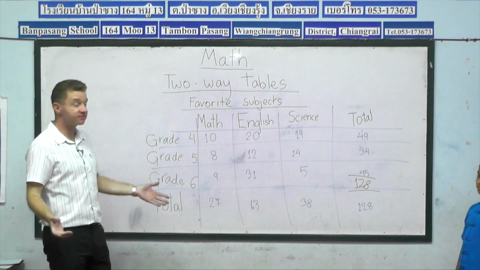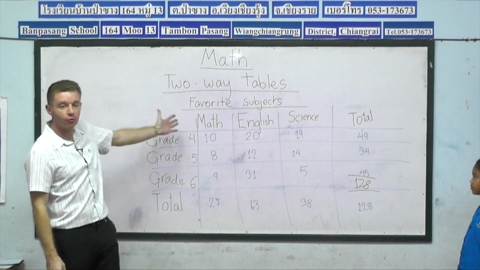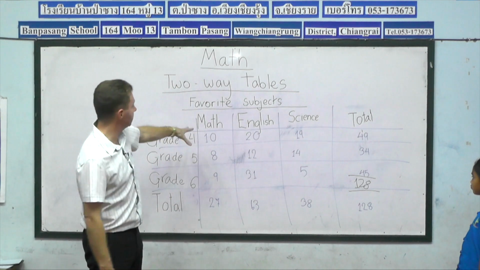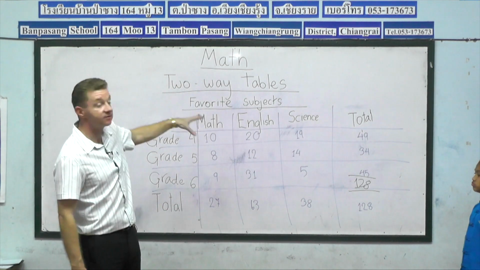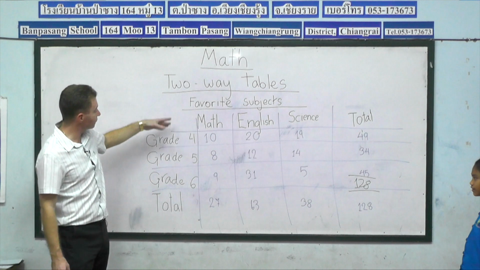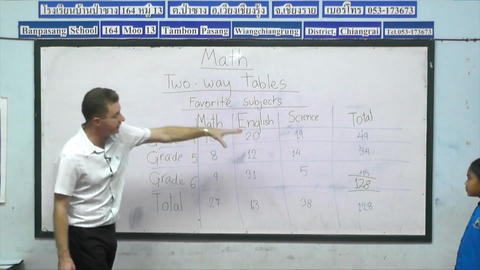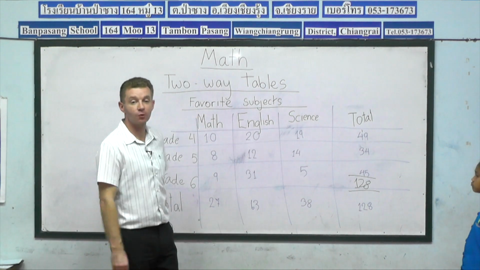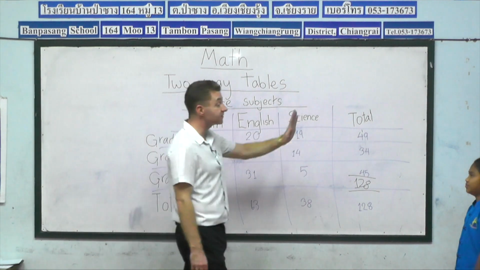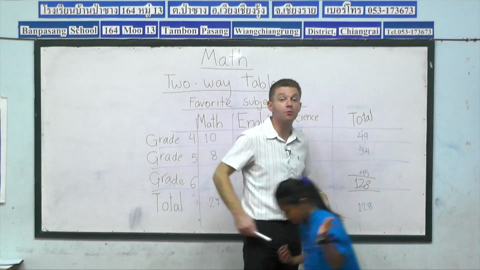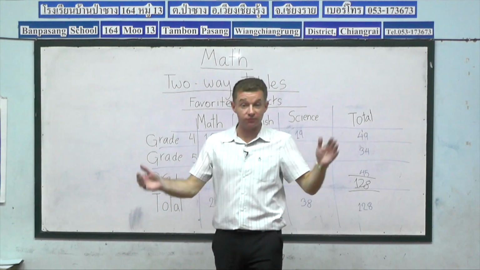So you see, guys, look what you've done. You've created a 2-way table to show not only the favourite subjects of each grade, but also the total amount of students in each grade and in the entire school. Pak Bung, that was brilliant. Big round of applause for Pak Bung, please, guys. And a big round of applause for everyone.